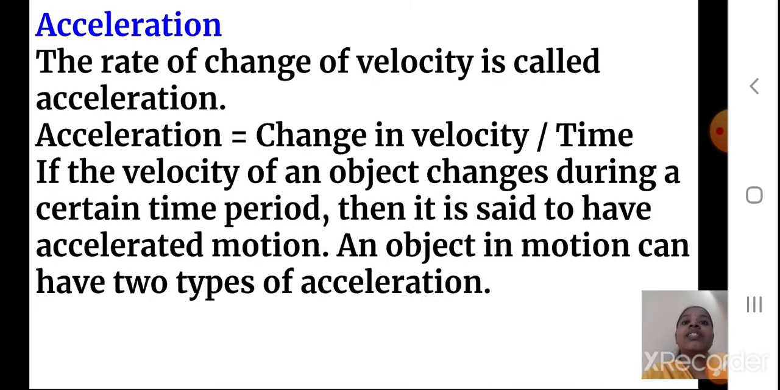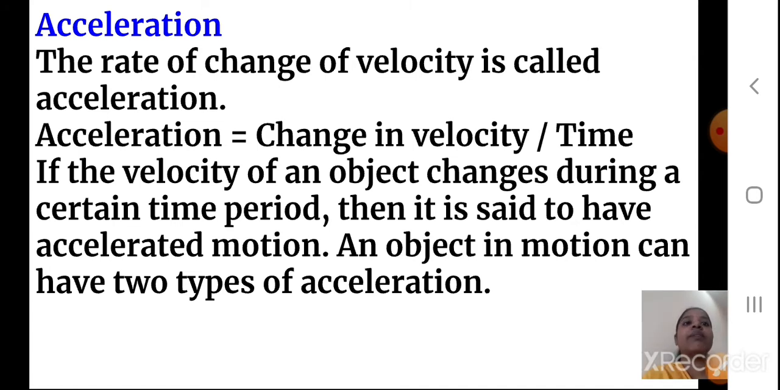Okay. Now the next part we are going to see is the acceleration. The rate of change of velocity is called the acceleration. Okay, it means the change of velocity with respect to time, we say it as the acceleration. Now acceleration is equal to, what is the formula, students? Change in the velocity upon time. If the velocity of an object changes during a certain time period, then it is said to have accelerated motion. Okay students, an object in motion has two types of acceleration.